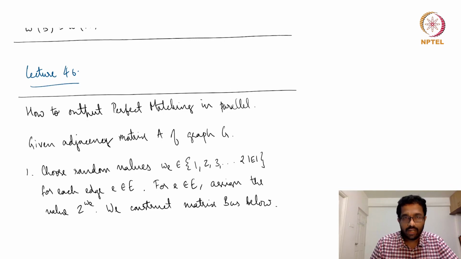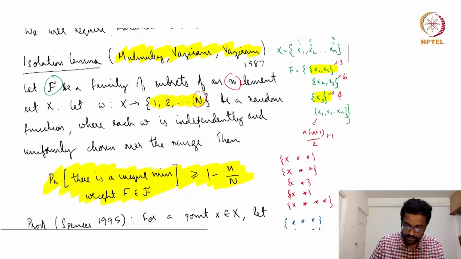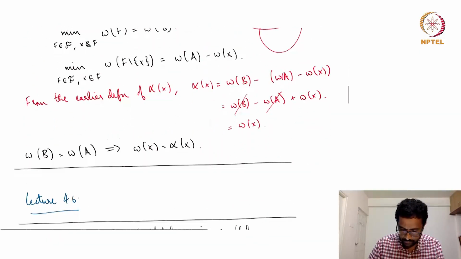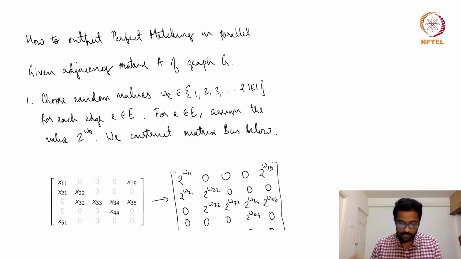In this lecture we will see how to use the isolation lemma to output a perfect matching of a bipartite graph in parallel. As I said before, there are lots of other serial algorithms for computing and outputting perfect matchings, but this is a parallel algorithm. This algorithm is by Mulmuley, Vazirani and Vazirani, who also discovered the isolation lemma as part of their paper.